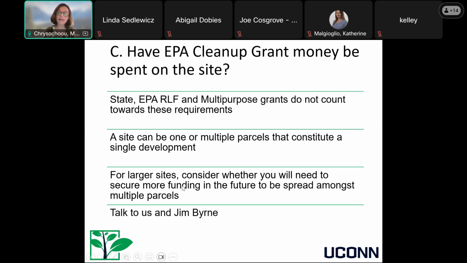This is also a relatively gray area. There's no one definition for it. So if you are dealing with a larger site that may have different areas of cleanup, we do suggest that you talk to us and Jim Byrne sooner rather than later, so that you don't shoot yourself in the foot, where you ask for $2 million now, and then next year you realize that you needed to clean up another building and now you cannot do that anymore.